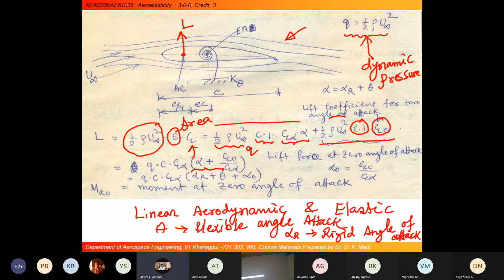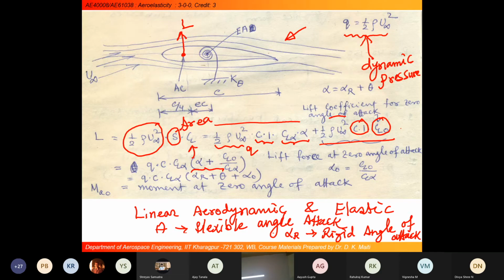Yes, sir. So as we are considering the usual convention, that's why I am adding plus. Alpha r I am taking as the angle of attack with respect to the chord line, and upward is positive, downward is negative. So after some time, this alpha r and theta will stabilize. That we are calling a stable aeroelastic system.